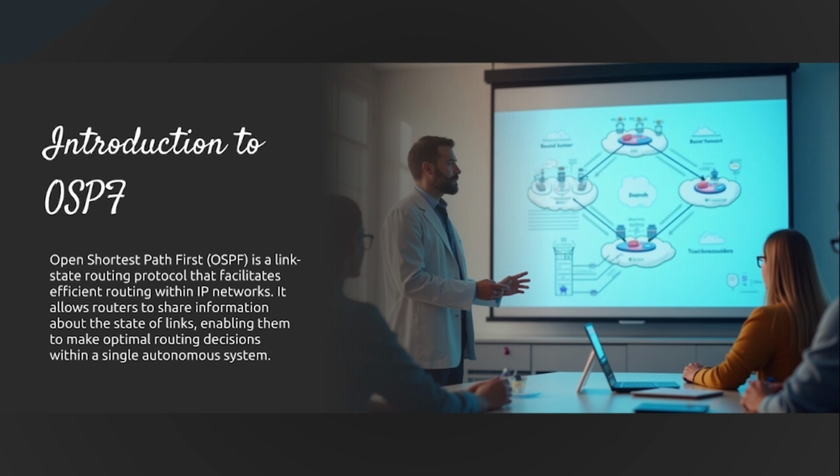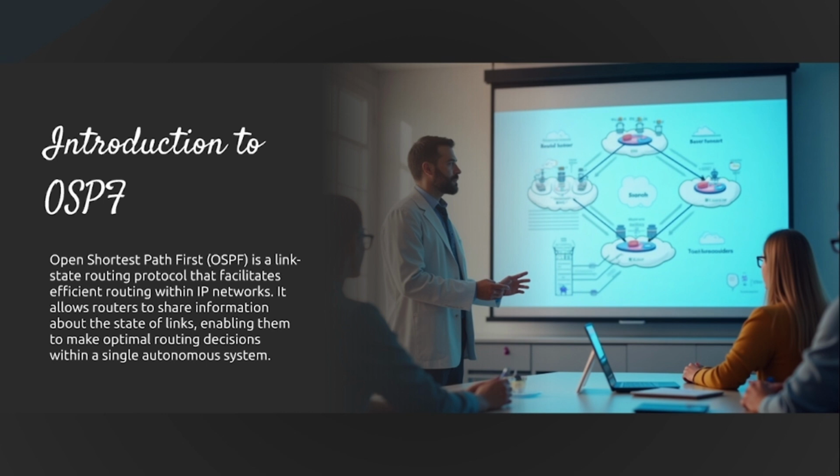So OSPF, first of all, is a link state routing protocol that facilitates efficient routing within IP networks. We already know that it has a robust mechanism of disseminating routing updates. It sends routing updates to its peers, the neighbor routers, and it allows routers to share information about the state of the links, and it enables them to make optimal routing decisions. So inside an autonomous system, it makes the decision of this routing.